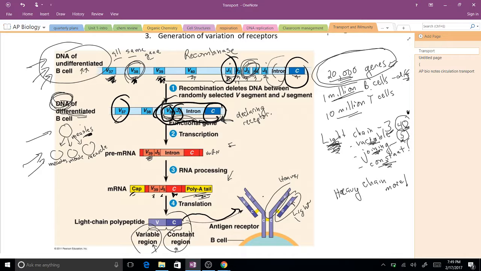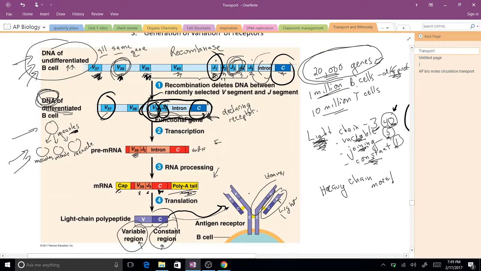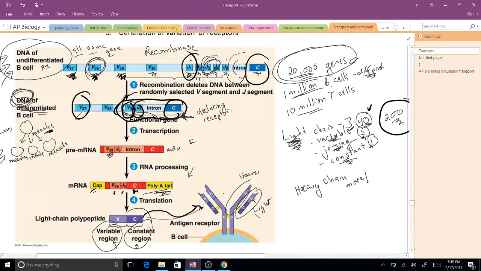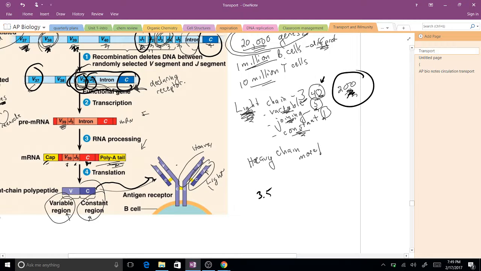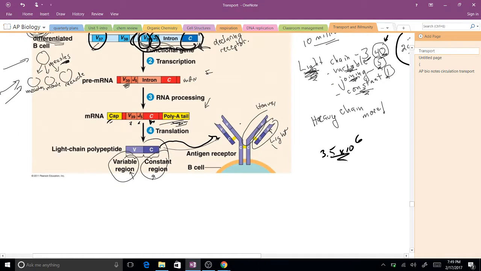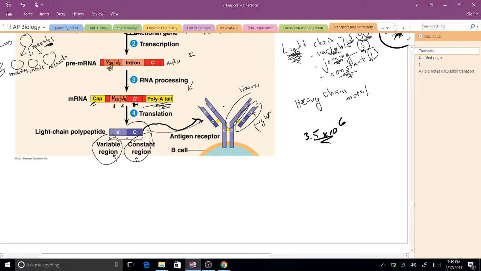Now, something similar happens to this T cell, and in addition, it can also happen to the heavy chain. The heavy chain will give even more combinations. The light chain is 200, the heavy chain is even more so. So it's been estimated that if you put all of these combinations together, just for the B cells, you can get an astounding 3.5 times 10 to the 6 numbers of these receptors. So that's going to give us a nice beginning of all of these variations of these cells.